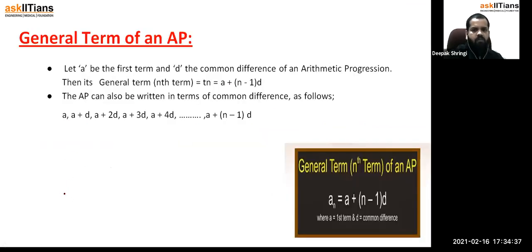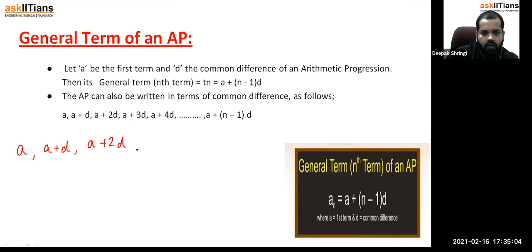Okay. General term of an AP. If you have to write the general term of an AP, what will be the general term? Let me write. Let me tell you something. Right. If your first term is A, then your next term will be A plus the common difference D. Right. Your next term will be A plus 2D, and similarly A plus 3D.